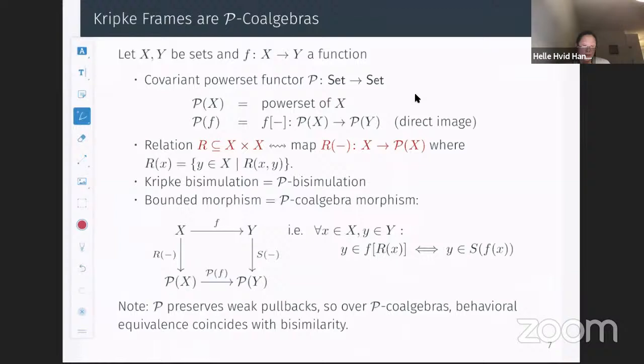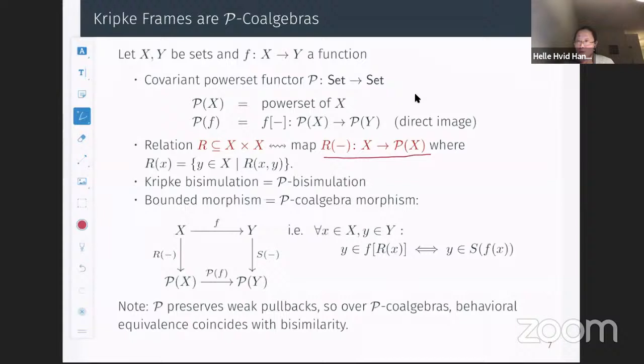So you may already have seen where this is going. One easy observation is that a Kripke model consists of a set, a relation and a valuation, right? If you just forget about the valuation, you have what we call a Kripke frame. So a set and a relation. And it's easy to see that a relation, you can write it in a different form. Namely, you can write it as a map of this type. So you just say for every element, what is the set of its successors? So we see now that a Kripke frame is just a coalgebra for the power set functor.